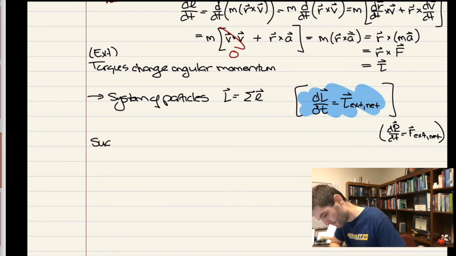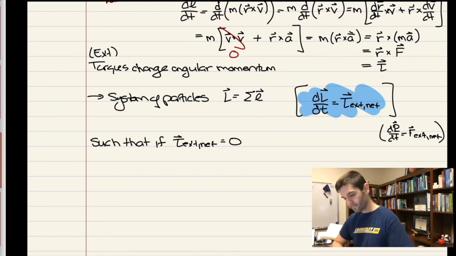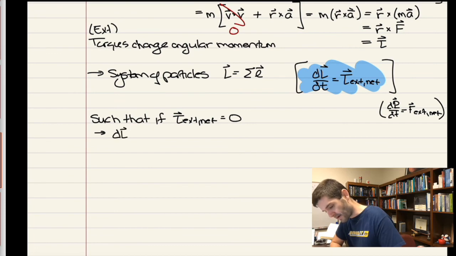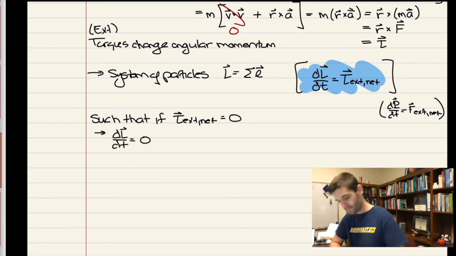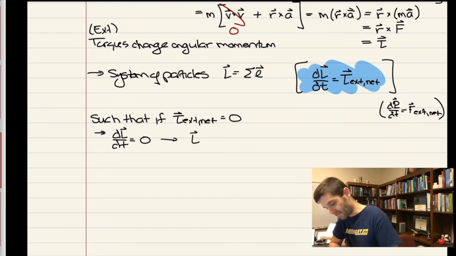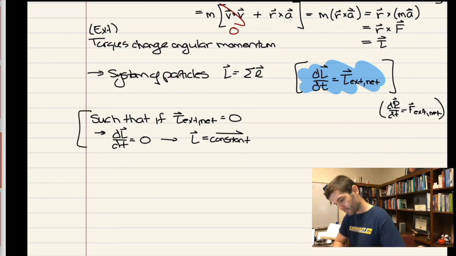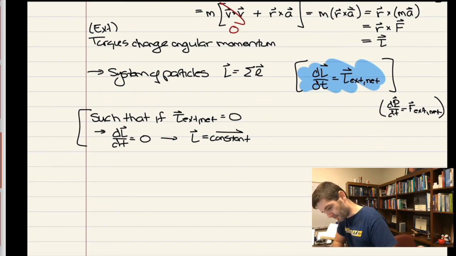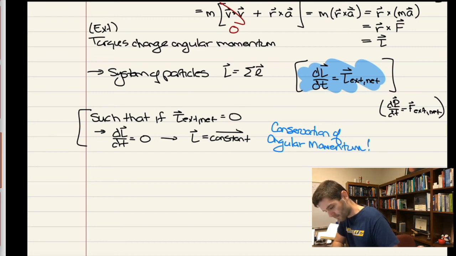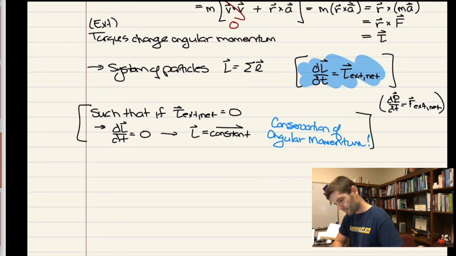Such that if the external net torque on the system equals 0, that implies the rate that the total angular momentum is changing is 0. That implies that the total angular momentum is a constant. In this case, really, that's a constant vector. Which is nothing more than the conservation of angular momentum. Also worth a highlight.